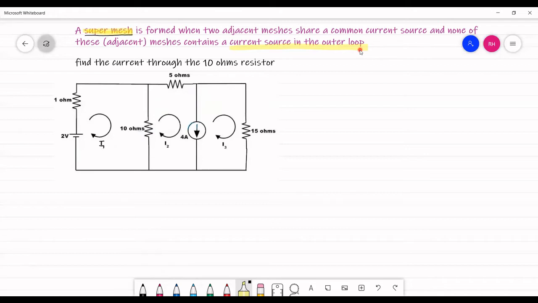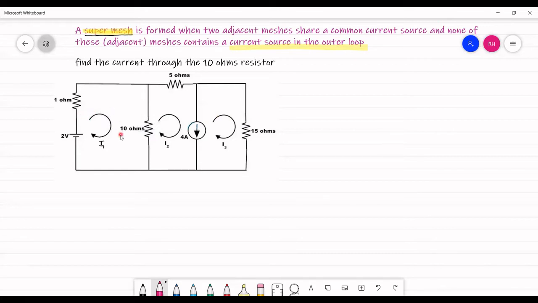Find the current through the 10 ohm resistor for the given circuit. Here we have a 10 ohm resistor, and we are going to find the value of current flowing in this 10 ohm resistor. The first step is to assume mesh currents by identifying the meshes. The mesh currents are already given, so let us go directly to the second step.